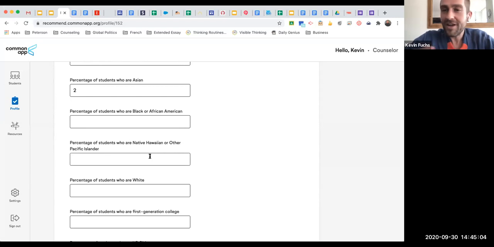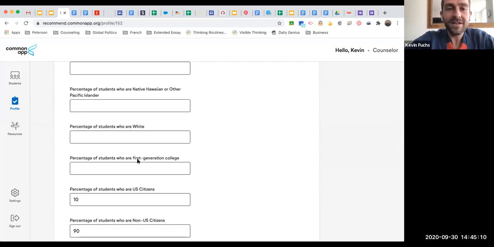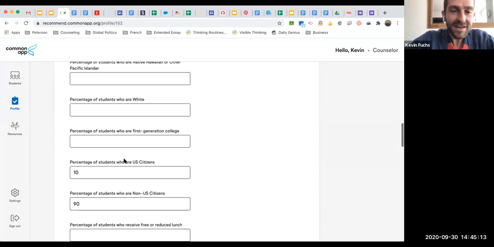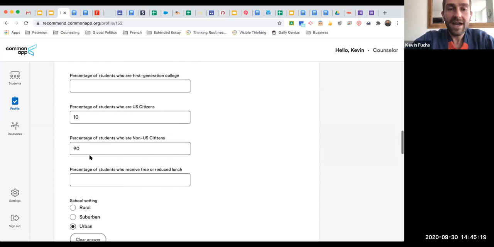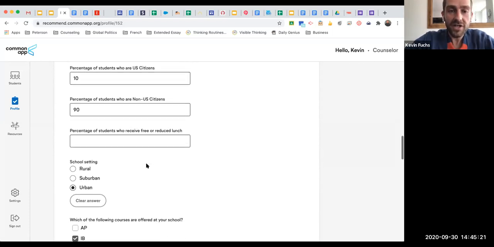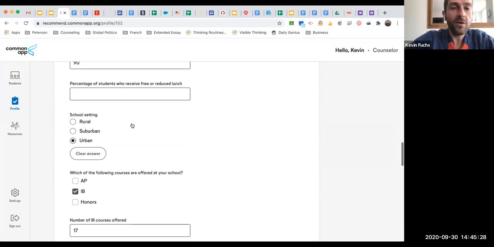I find these questions very hard, and Rachel and I talked about it yesterday as well, right? Like I'm leaving most of those questions open. I do talk about the percentage of students who are US citizens. So I have 10% who have a US passport as well. And then 90% who are non-US citizens, right? We don't have a lunch program at our school, so I left this open.